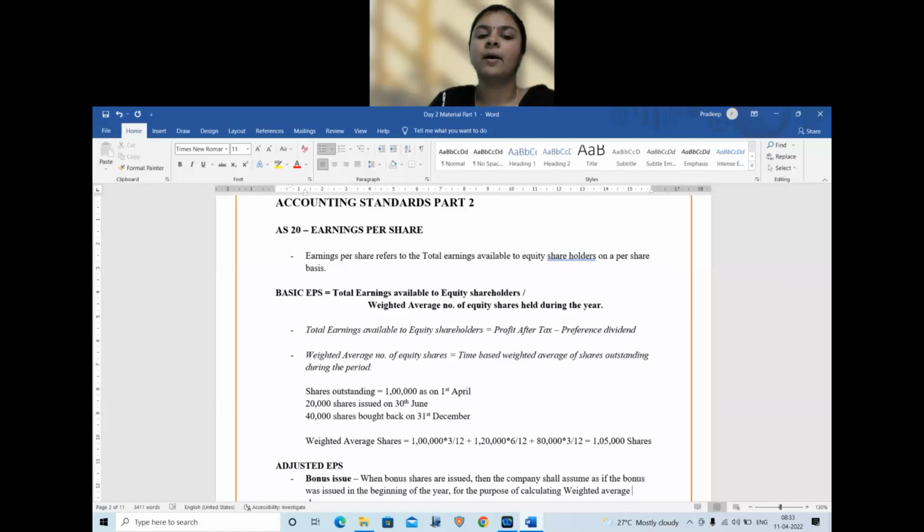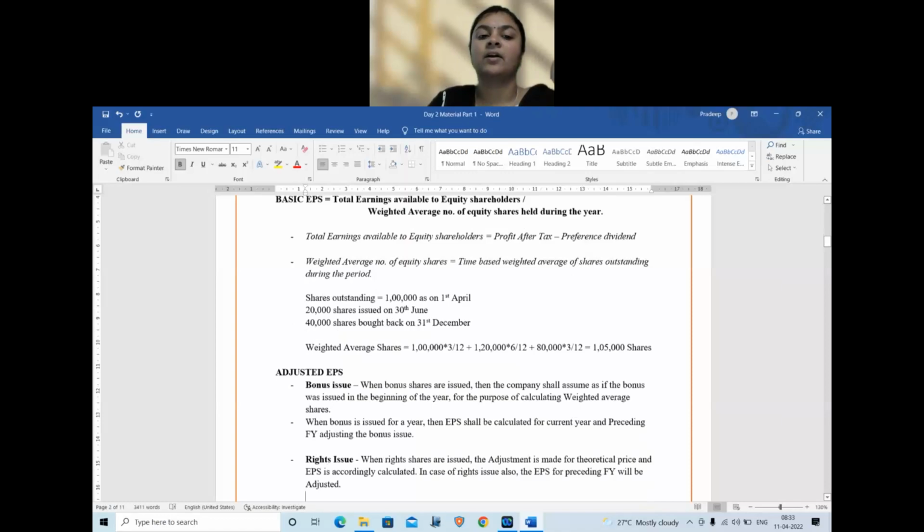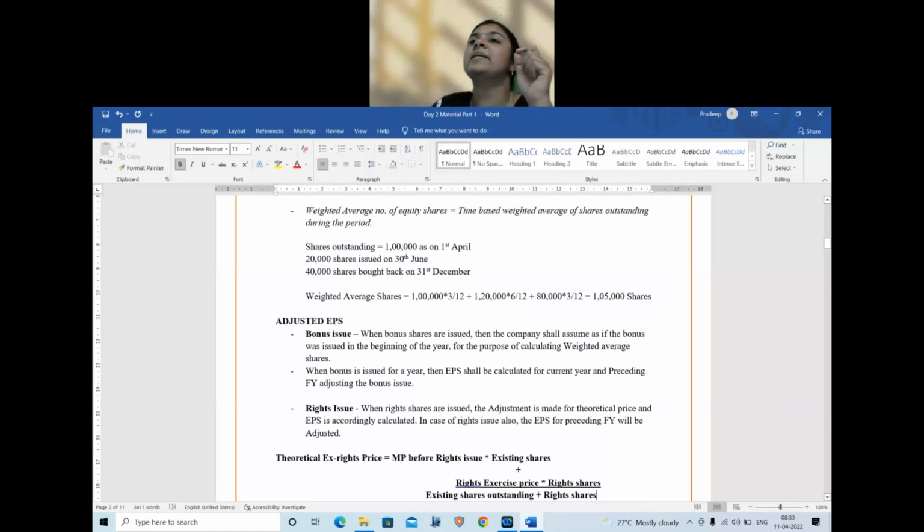Now coming to part 2, when EPS needs to be adjusted. Okay. 2 scenarios. We can remember it flat. 2 scenarios when EPS will be adjusted. One in case of bonus issue, second in case of rights issue. Now, for bonus and rights issue, additional shares are issued.